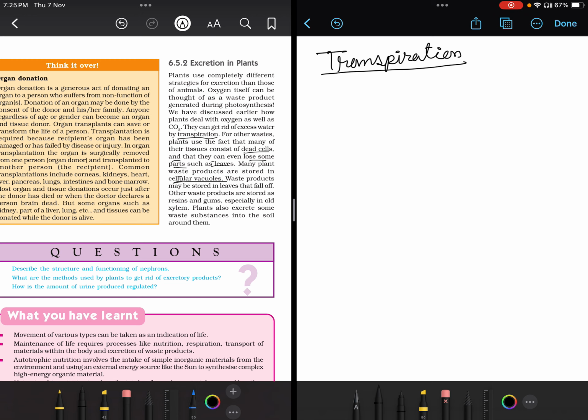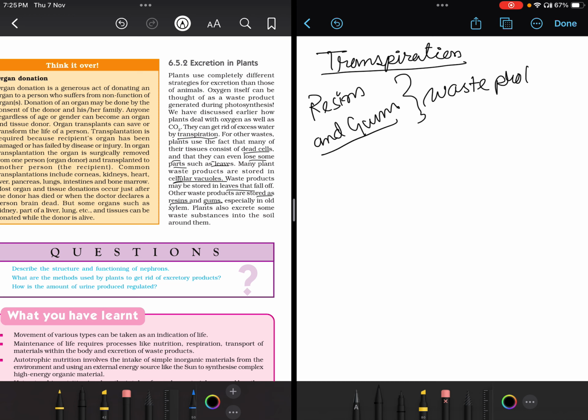Waste products may be stored in the leaves as they fall off, and other waste products are stored in resins and gums. So resins and gums we find in plants are nothing but waste products. You have to remember this. Especially in old xylem. Plants also excrete some waste substances into the soil around them. So you have to remember this structure, xylem and phloem.